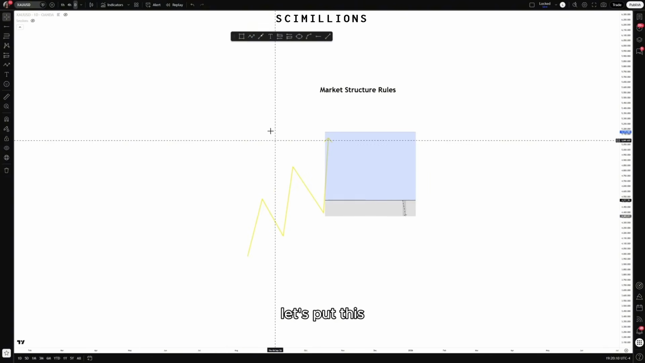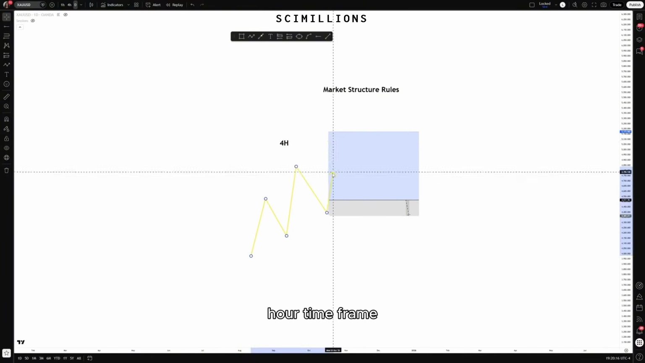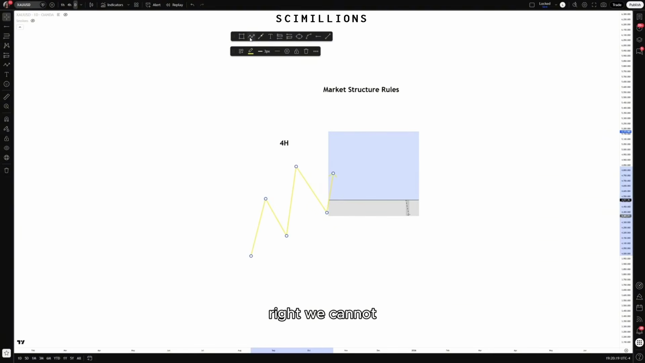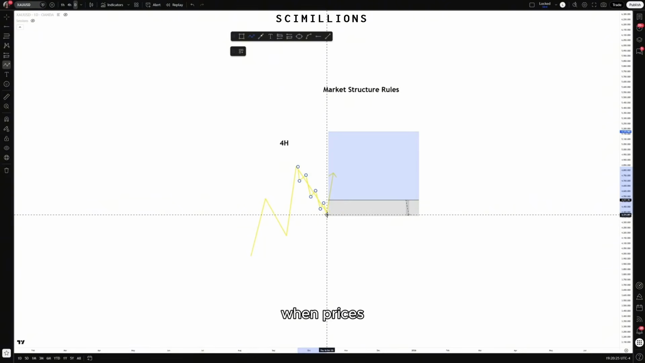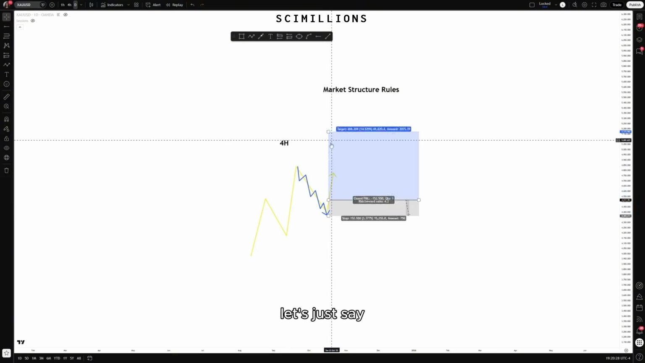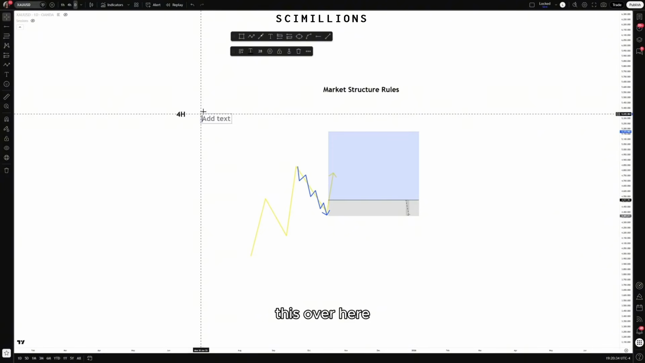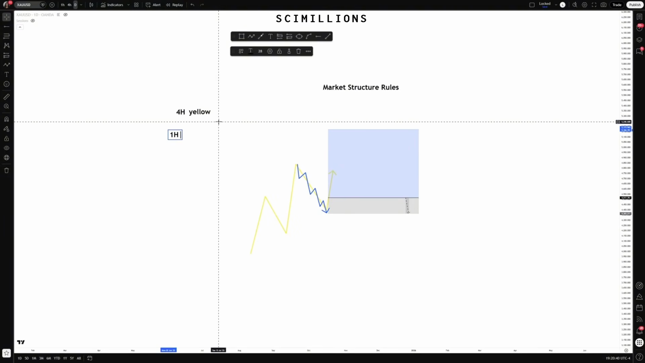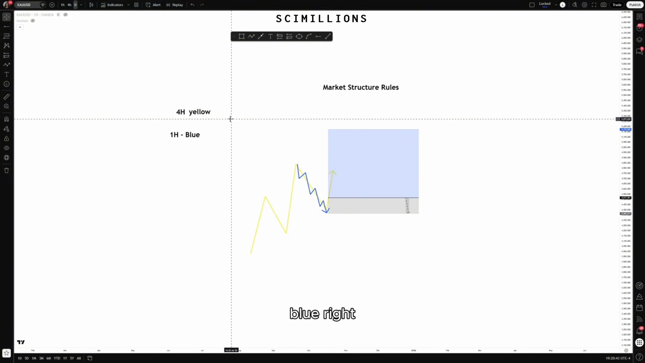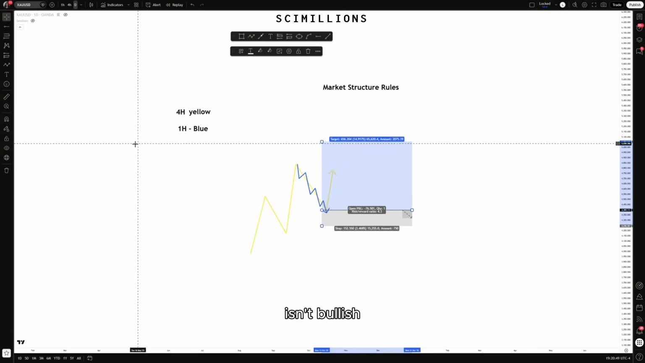So let's put this yellow line as a 4-hour time frame, right? The 4-hour time frame is looking bullish. We cannot buy price when price is like this still, right? This blue line, let's just say this is the 1-hour time frame. The yellow is the 4-hour, and the 1-hour is blue, right? We cannot buy price yet if the blue isn't bullish yet.